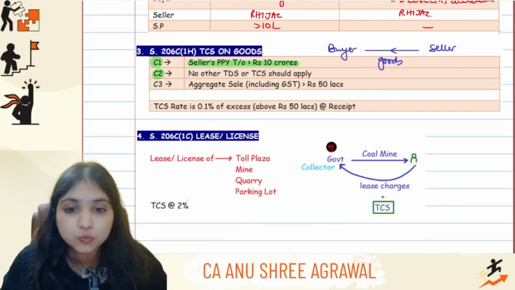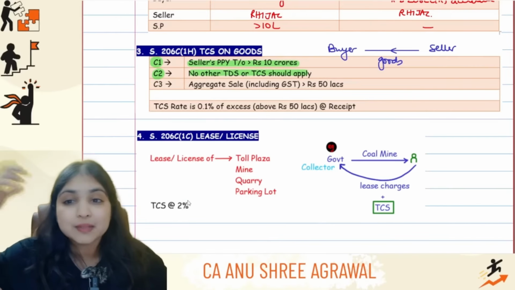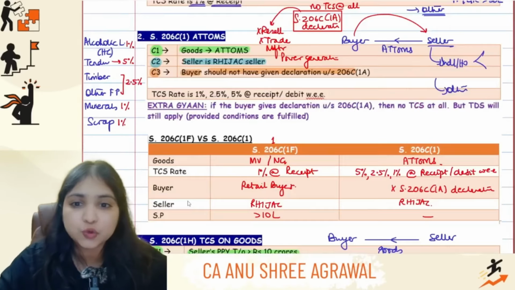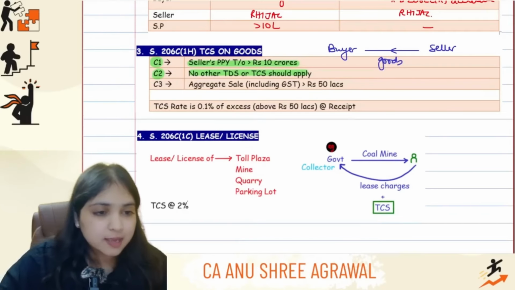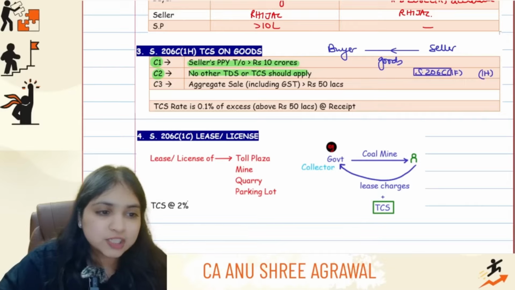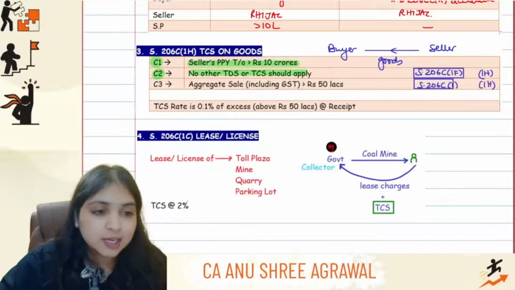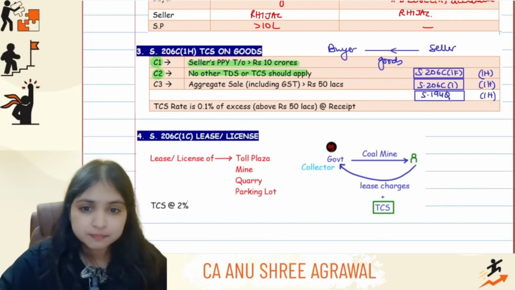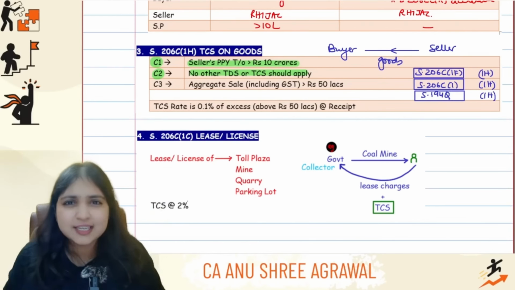Okay. Condition number 2, no other TDS or TCS should apply. Like for example, guys, listen to me. If section 206C1F is also applicable and this section 206C1H also is applicable, then you will give first preference to 206C1F. If section 206C1 is also applicable, if 206C1H is also applicable, then you will give preference to 206C1. If section 194Q TDS is also applicable, section 206C1H is also applicable, you will give preference to 194Q, which means 206C1H is the least preferable section.